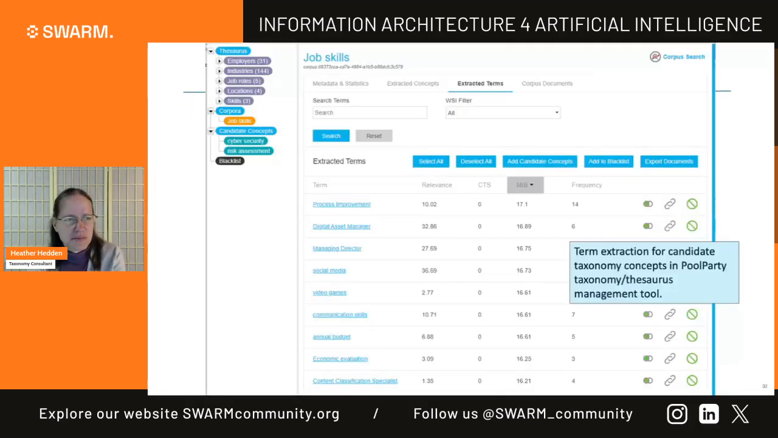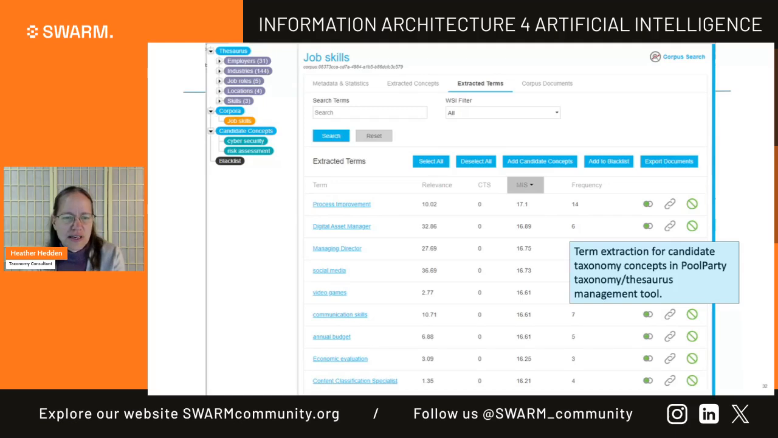So let's look at some screenshots here. The extraction of terms. This is from the taxonomy management system from PoolParty. I just have the screenshots for them from before. I'm not promoting any particular system. There are many systems that could be used.